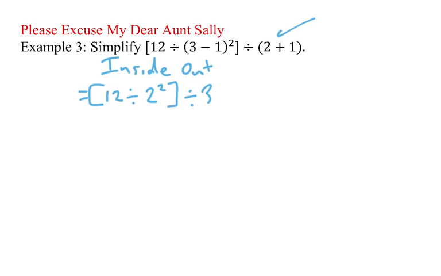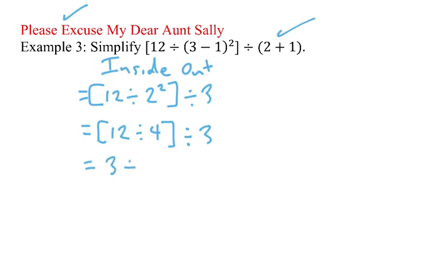Now I still have parentheses. They're the square ones. The order of operations says stay in those parentheses, simplify until the parentheses are gone. Within the parentheses, I see an exponent, so I need to take care of the exponent next. 2 squared is 4, so I'm going to say 12 divided by 4 divided by 3. Still I have parentheses, so working inside the parentheses, 12 divided by 4 is 3.